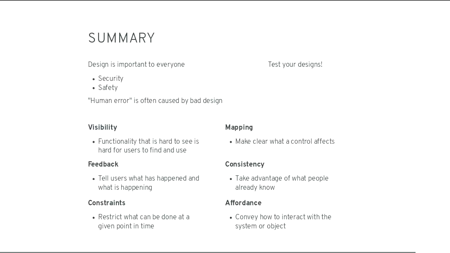And here are the six things I went through. Visibility: you should be able to see what you can do. Feedback: tell the users what has happened, what's happening. Constraints: what can be done, like the undo and redo buttons. Mapping controls to what they do. Consistency is reusing what people already know. Do things the same way each time so people don't go, I expected it to do this because it did it that way last time. And affordance, how they know how to interact with your thing.